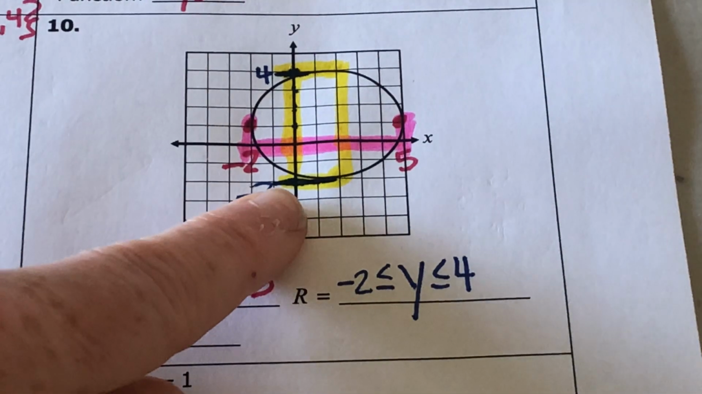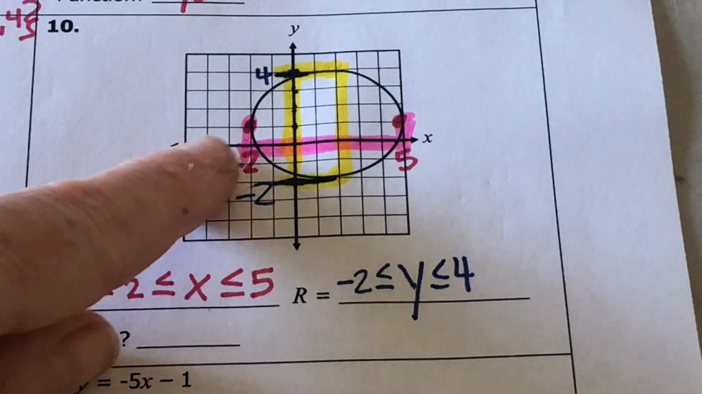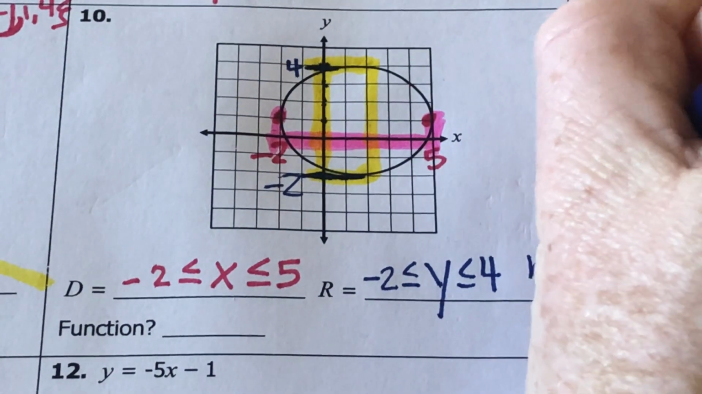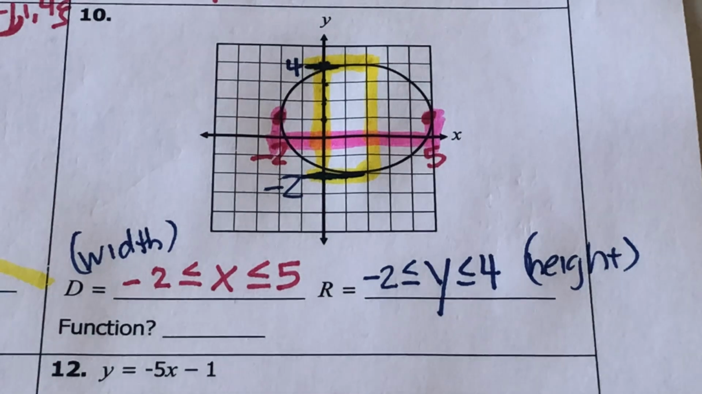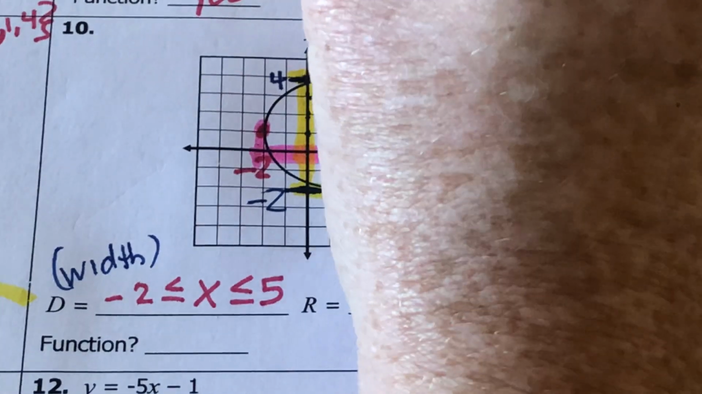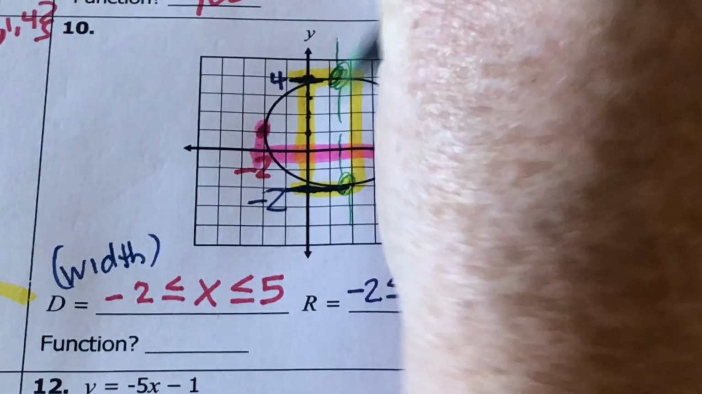All right, so the height is from -2 to 4 of the circle, and the width goes from -2 to 5 of the circle. If you want to write that down, that may help you. Height of the function, width of the function. That may help. All right, and then is this a function? Obviously not. Any vertical line test that's inside, like in the middle of the circle, hits more than once, so no.